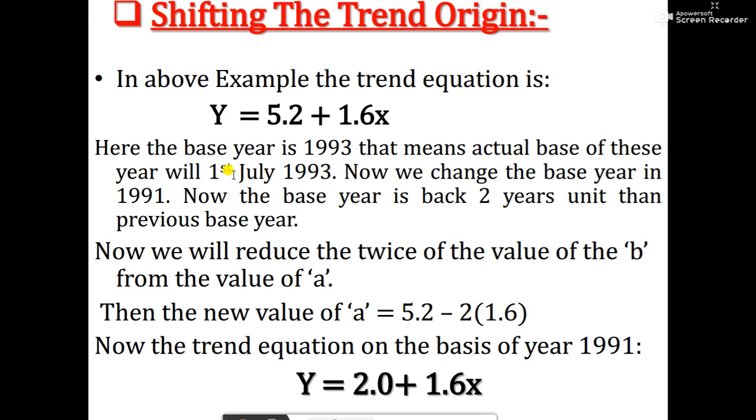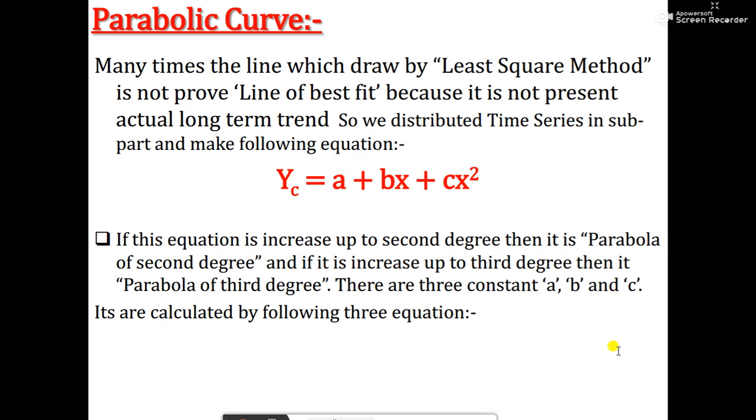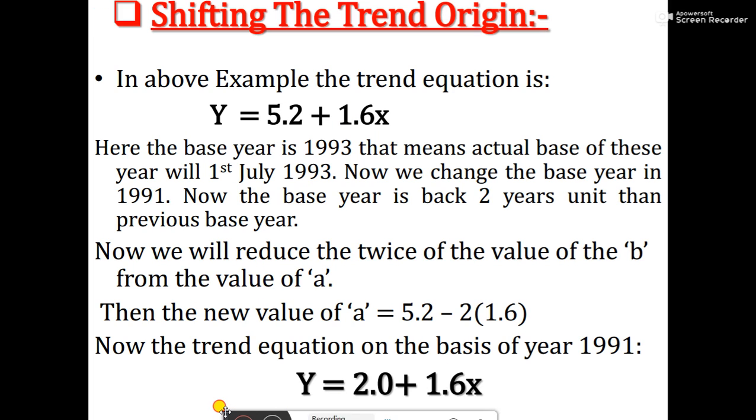Now we will reduce twice the value of b from the value of a. So now the new value of a is 5.2 minus twice 1.6. This is twice the value of b subtracted from the value of a. Now the trend equation on the basis of the new year is this one. So in that way we can go for this.